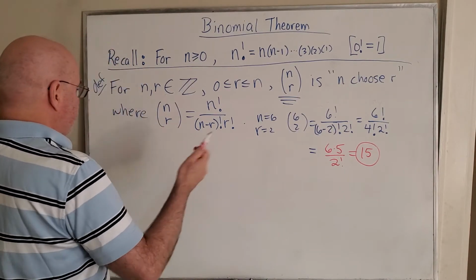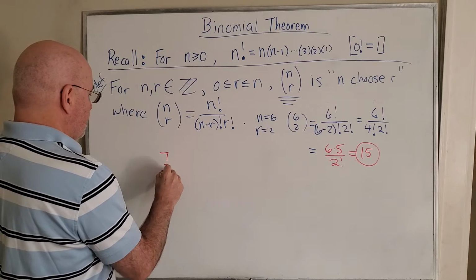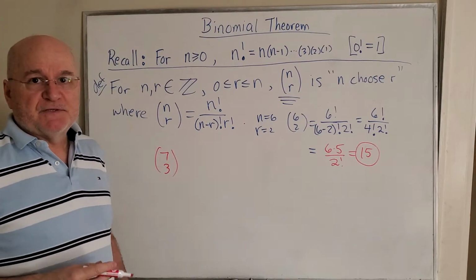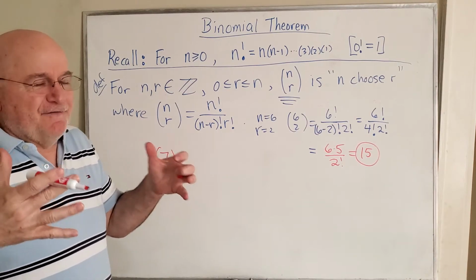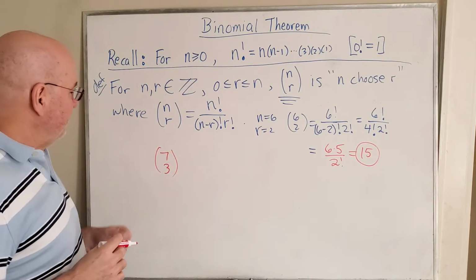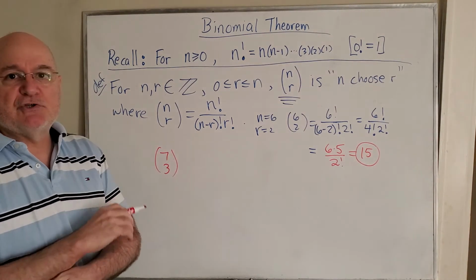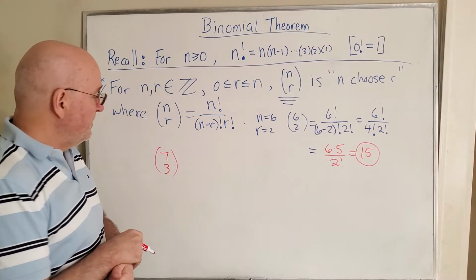Let's just pick some numbers. Say 7 choose 3. So now you have 7 people in a room. I think of people and choosing people, 7 marbles in a bag. How many ways could you choose 3 of them out?